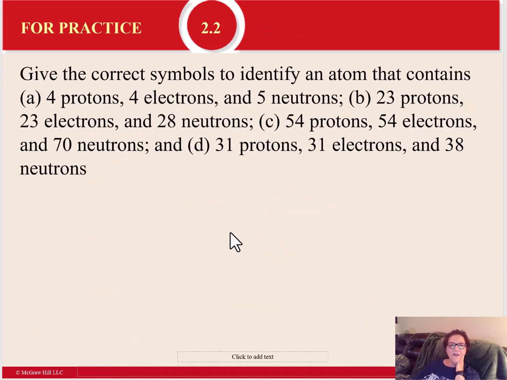Not too hard, right? I'm giving you a practice one to work on. This time I want you to give the symbol by seeing how many protons, neutrons, and electrons you have. So you're going backwards from the way I just did it, in your practice problem. All right, thanks for staying with me, and I will see you for part 4.